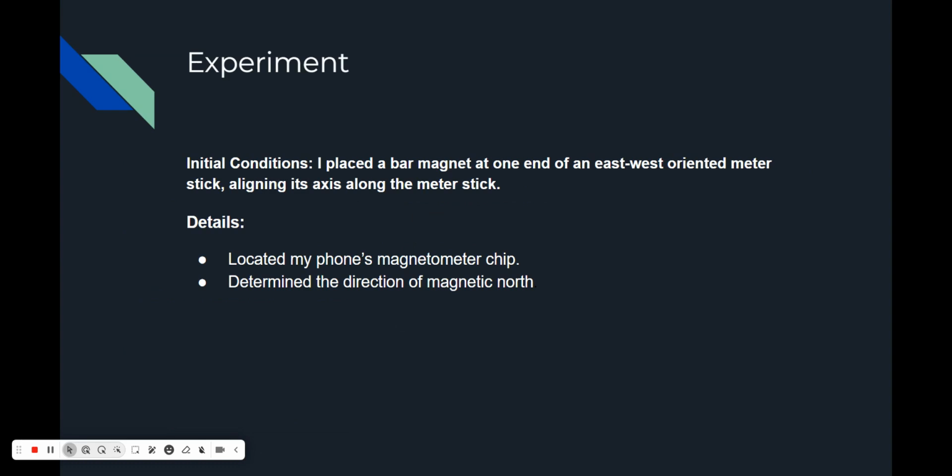For the initial conditions of the lab, I just placed a bar magnet at one end of a meter stick that was oriented east to west. The details prior to the actual procedure included me locating my phone's magnetometer chip and then determining magnetic north.